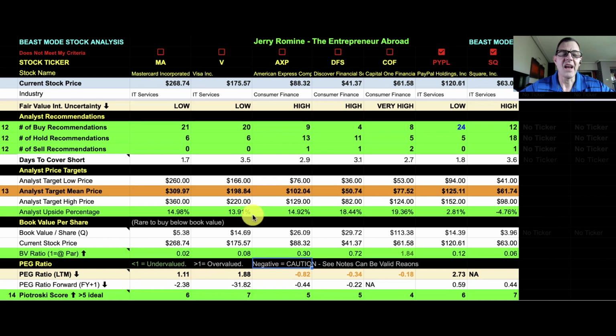And finally, the last one we're looking at is the Piotroski score, and this helps find companies with a healthy liquid balance sheet, profitability, and operating efficiency. Ideally, we want that number to come in at 5 or above, and everybody is coming in at that number with the exception of Capital One.